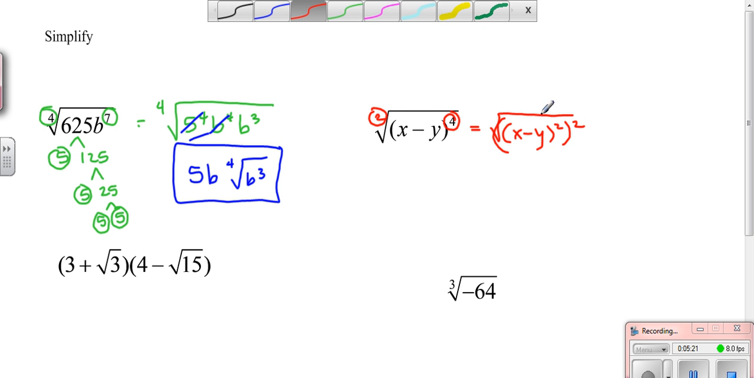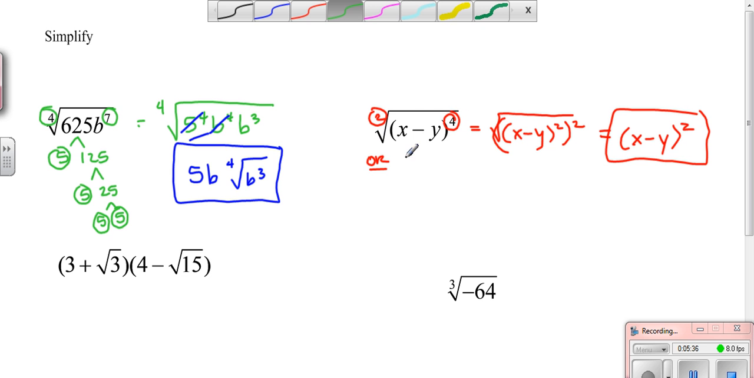So what's the square root of something squared? It's just the something. And so that is your final answer. The other way you could think about this problem is you could think about this as a fraction, and you could have x minus y to the 4 halves, which reduces to x minus y, still in the parentheses, squared.